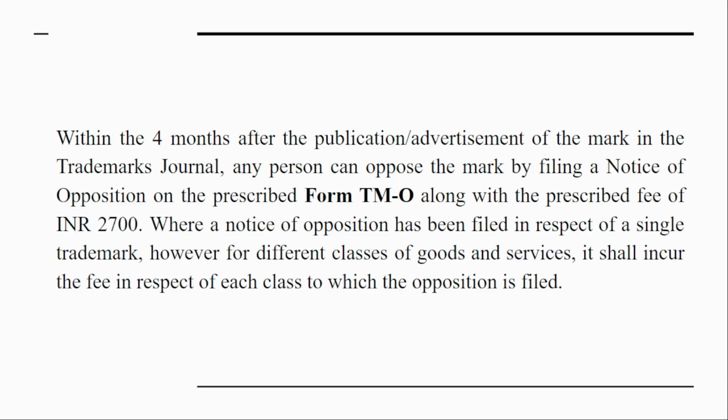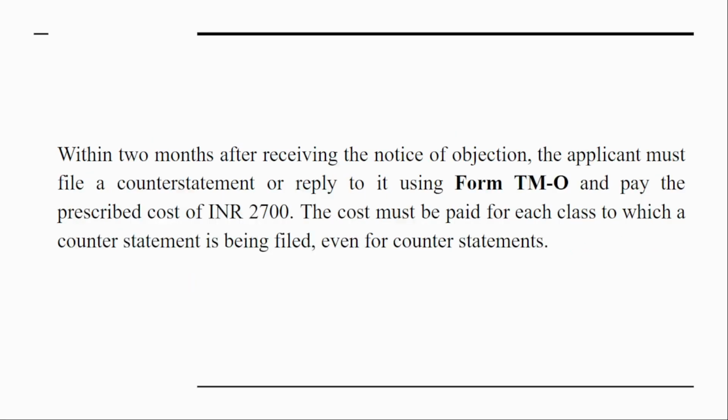The cost must be paid for each class to which a counter statement is being filed. Upon receiving the notice of opposition, the applicant has a chance to respond, often by filing a counter statement. The opposing party then has a specific period, usually 2 months, to submit the substantiating evidence in the form of an affidavit under Rule 45, which we will cover in our next slides. This evidence, including exhibits, is provided to support the opposition claims.